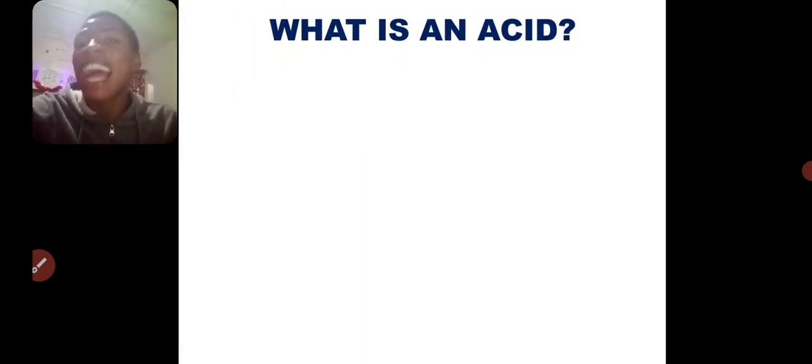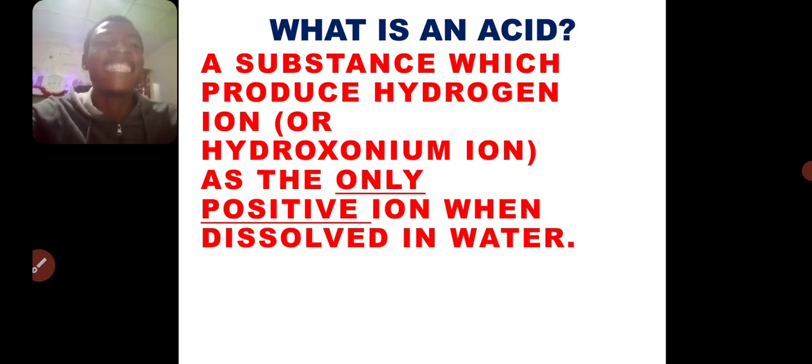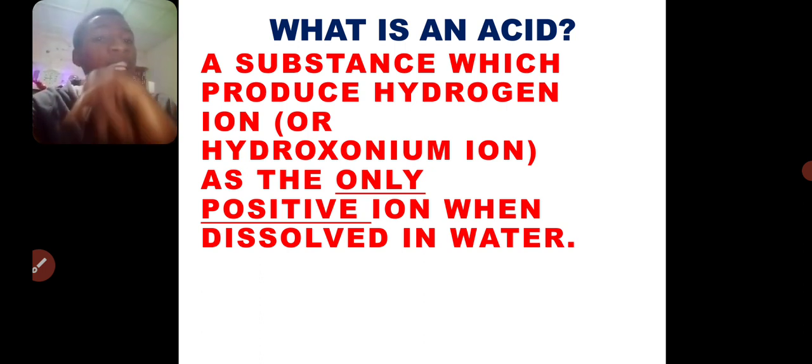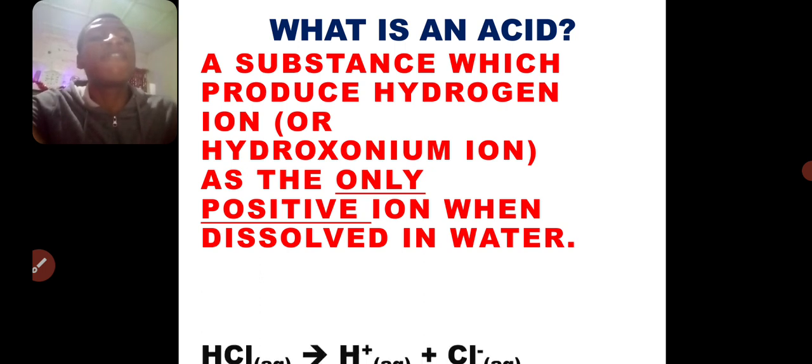You call it the Arrhenius definition of an acid, and it is defined as a substance which will produce hydrogen ion, like I told you that it has hydrogen in its formula, or you call it hydroxonium ion. They are the same thing, as the only positive ion when dissolved in water. Hydroxonium ion is a hydrated form of hydrogen ion. So that is how Arrhenius defined an acid.